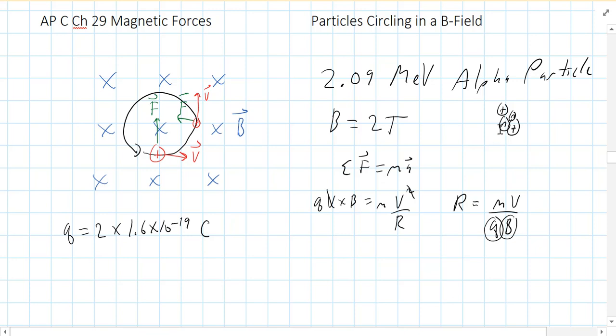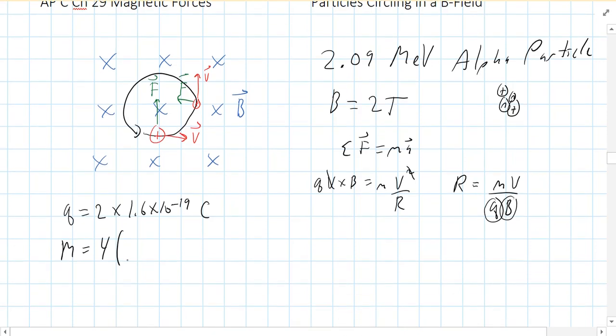The mass. Protons and neutrons have roughly the same mass. So there's 4 particles, so you're going to take 4 times the mass of 1 neutron or 1 proton because they're the same. The mass of a proton and a neutron is approximately 1.67 times 10 to the negative 27th. So that's our mass in kilograms. Okay, so we got our mass.